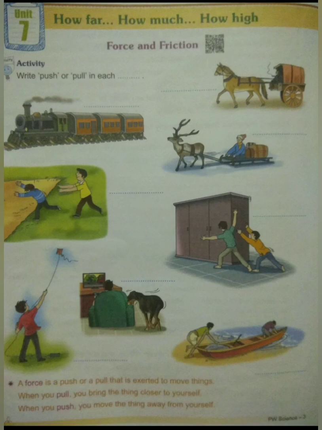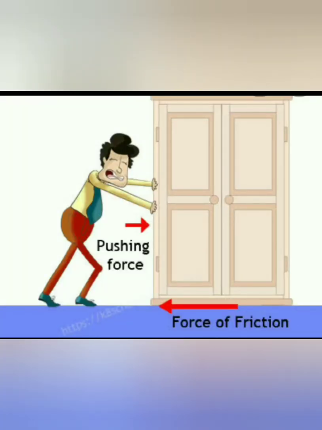Okay, children, from this activity we can understand that to move things or objects we should push or pull the things. When objects move from one place to another place, when we push or pull, this push or pull exerted on things to move is called force.